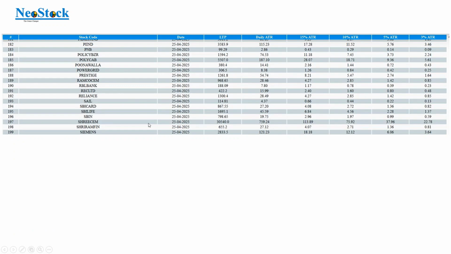Sriram Cement. What is the ATR? 22.78 paisa. But why am I giving 25 instead of 22.78? 22.78 means 80 paisa, I can round. But why did I round to 25? Because the value is 30,000 rupees.